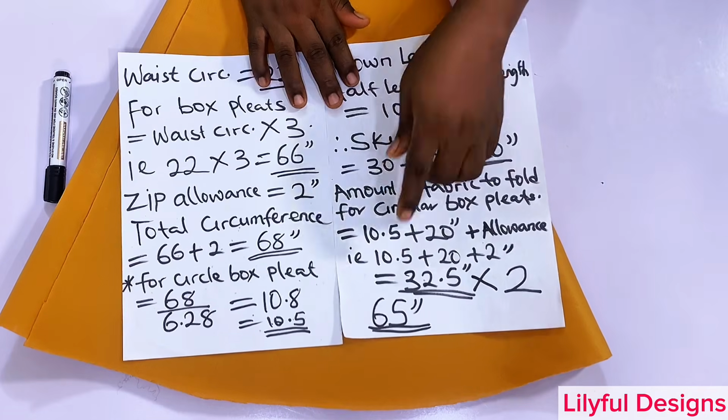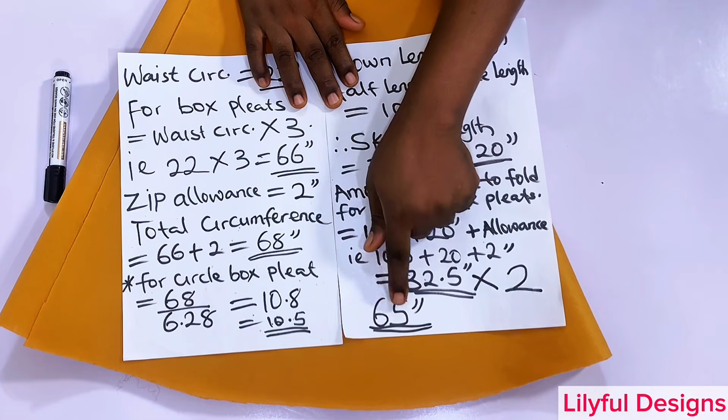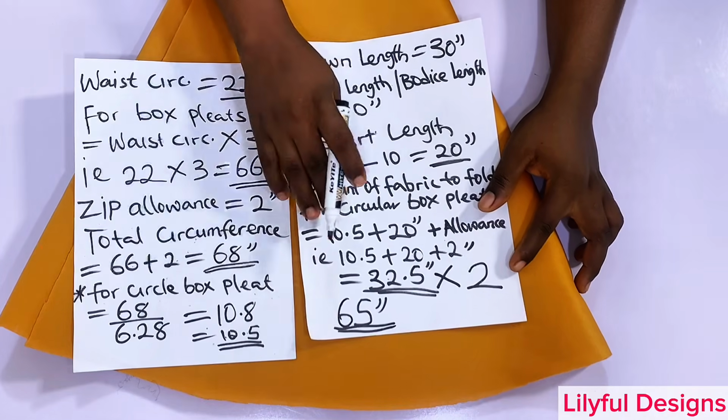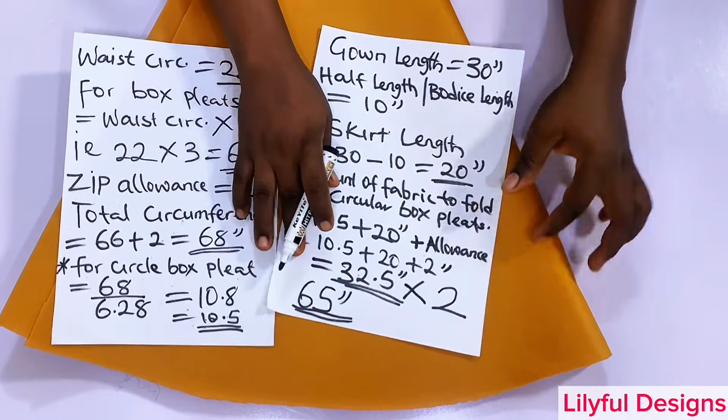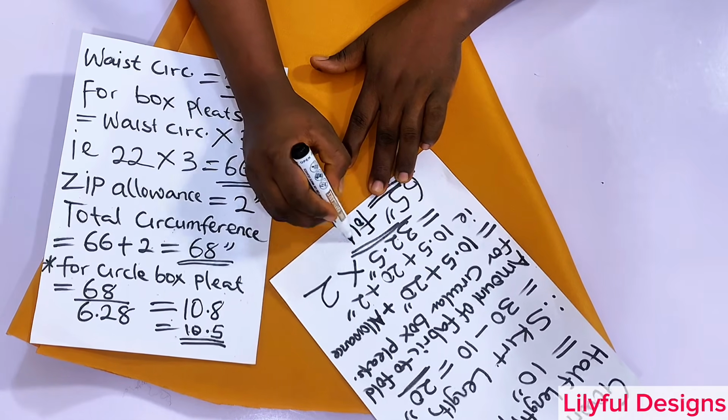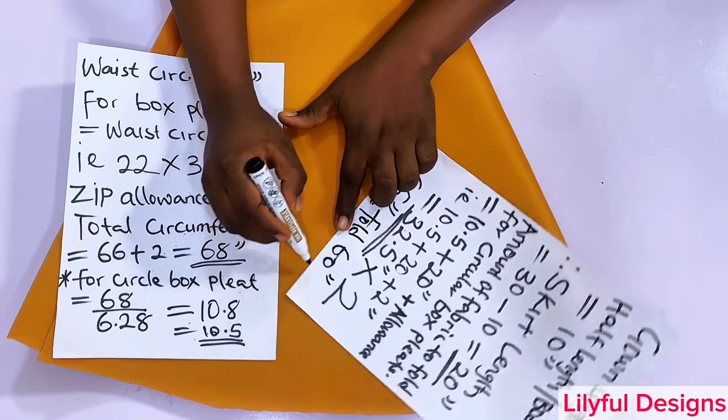If you are using 2 yards or you are using 3 yards, you'll be able to get 65 inches. But lengthwise, I will not be able to get 65 inches. So I'll just end up using 60 inches as my length and 60 inches as my width, right?